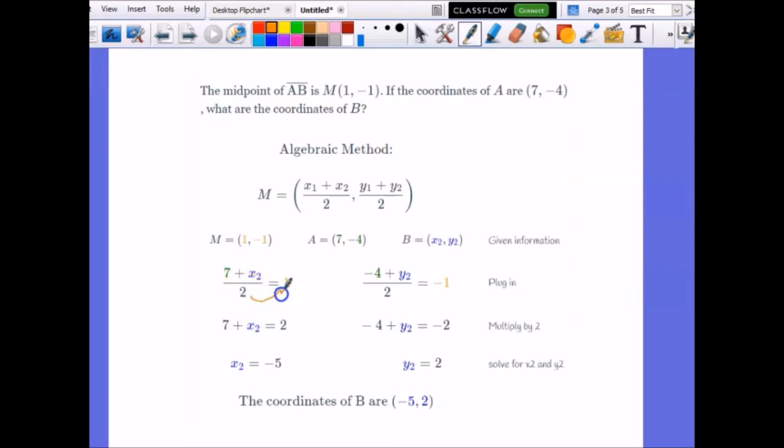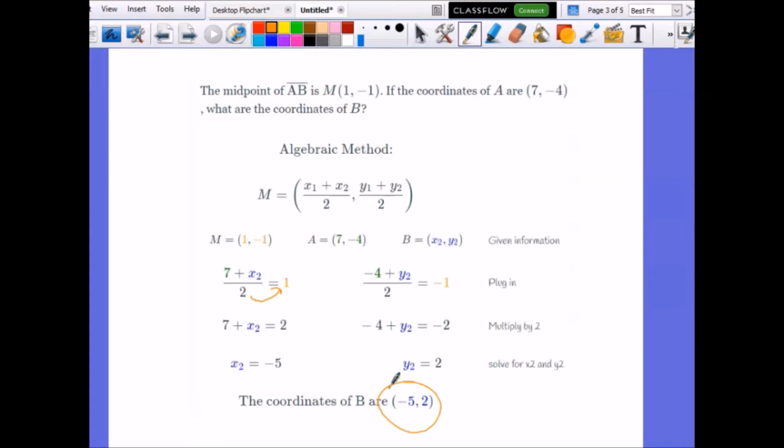So 2 times 1 is 2. Subtract 7 from both sides. That's where the -5 comes from. Here, 2 times -1 is -2. Add 4 to both sides, you get 2. So my point was, in all actuality, -5, 2. Woo, we got that right.